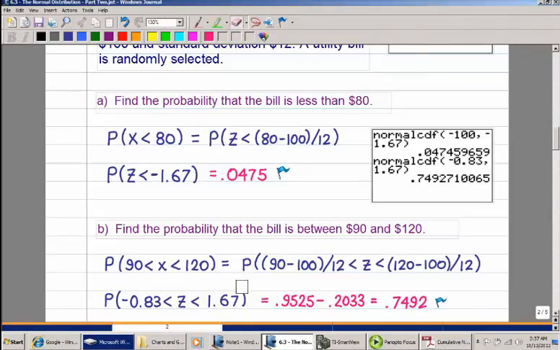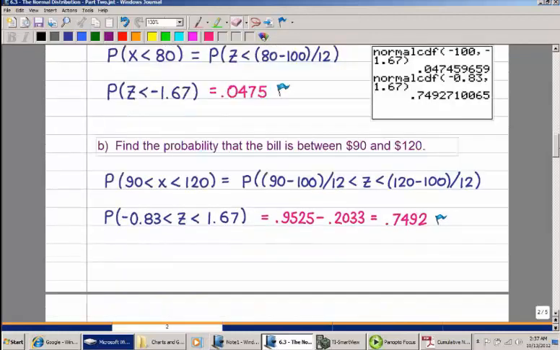So once again, when it's between two values, I look up the larger value, in this case 1.67 on the chart, and I'll get 0.9525. I look up the smaller value, negative 0.83, and that would be 0.2033. So I subtract the two and I get 0.7492. Roughly about a 75% chance that our bill would be between 90 and 120. And the calculator box has that one displayed, and there it is. There's around to 7493. But that's close enough. That's good enough.